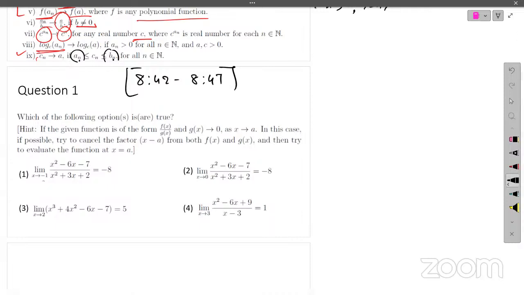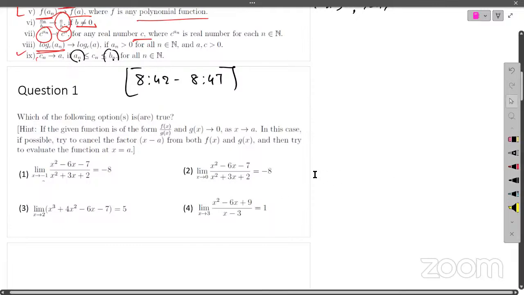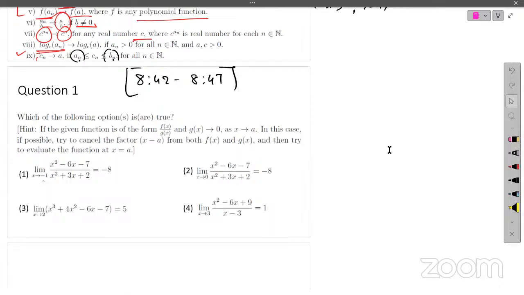Okay, so I got only one answer. If you guys get your answer, then please enter it in the chat box. Time is over, but let's go up to 8:50.